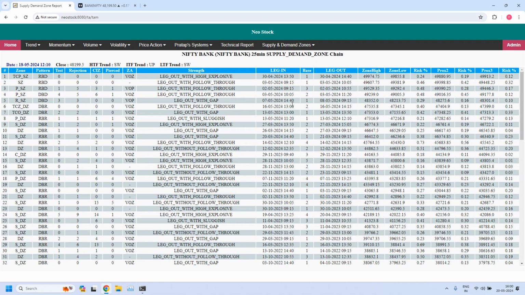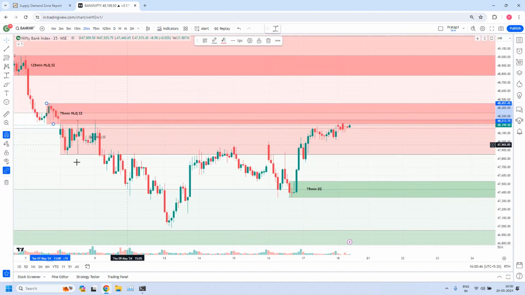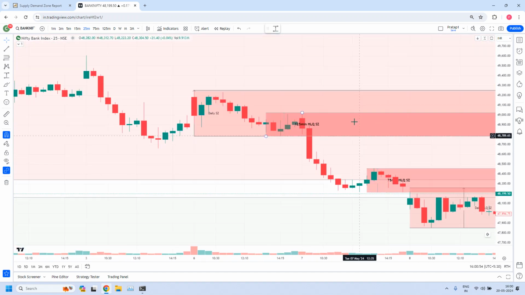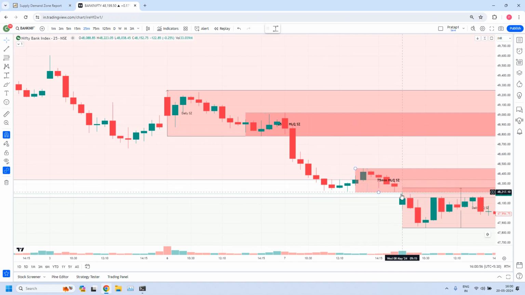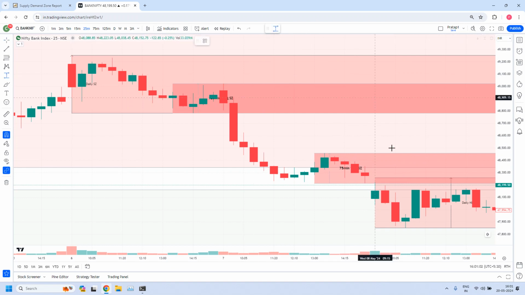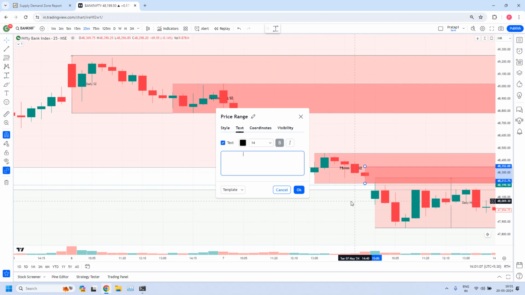Let us draw this. This is 7, 5, 11, 1440. After that one base candle. The same thing. Drop, base, drop with the hidden body. Inside the 75 minute zone. This is the 25 min high liquidity supply zone.